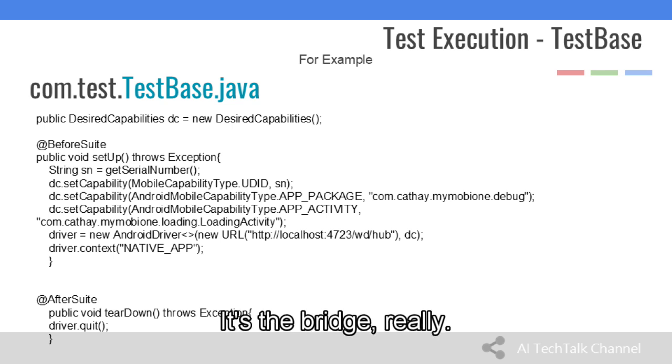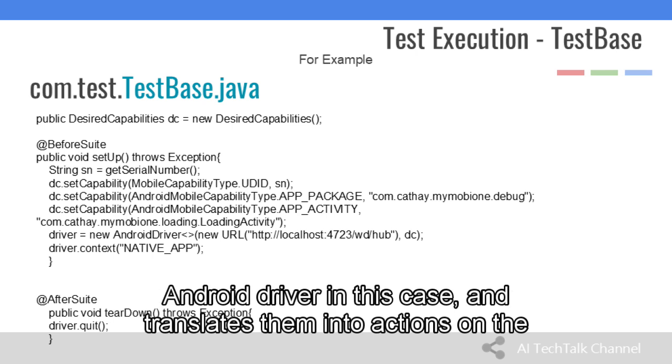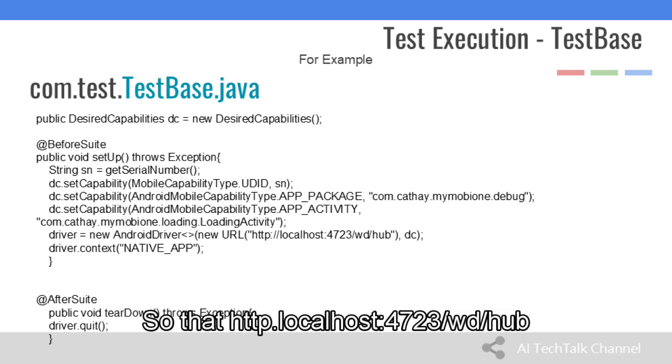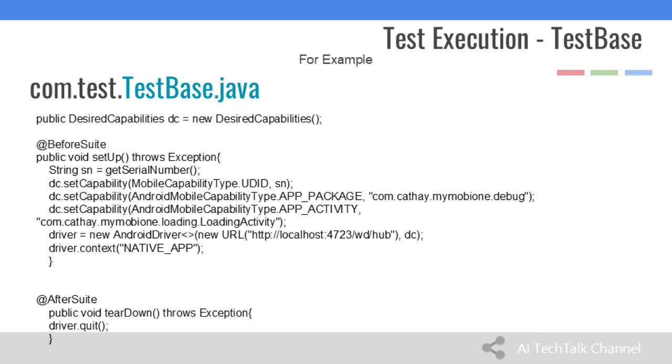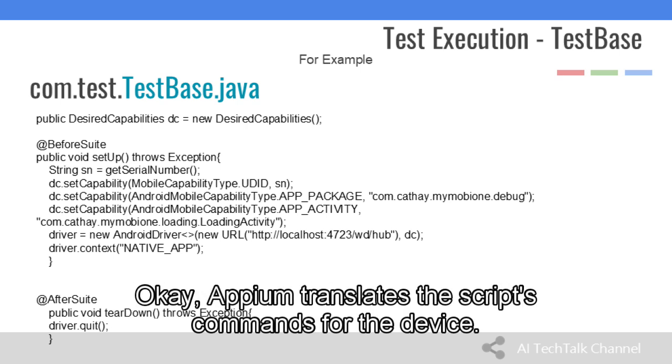It's the bridge, really. It's an open source server that takes commands from your script via the Android driver in this case and translates them into actions on the actual Android device. So that http://localhost:4723/wd/hub is the address of the running Appium server. Okay, Appium translates the script's commands for the device.